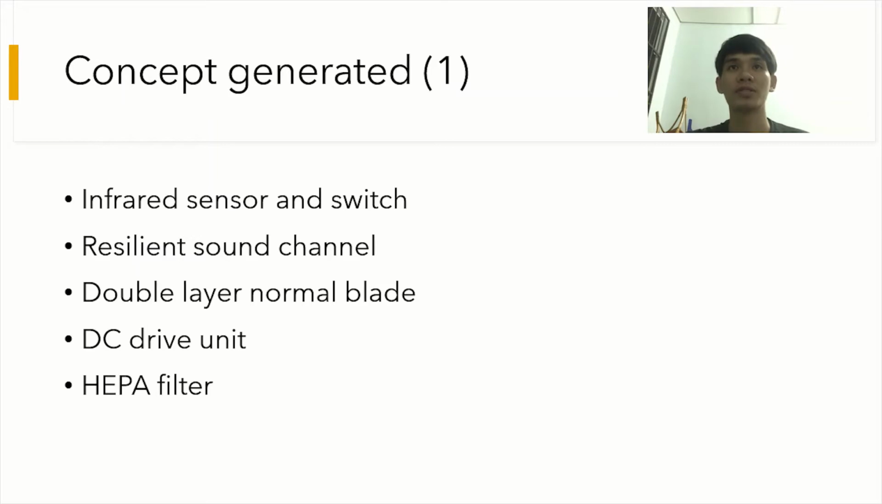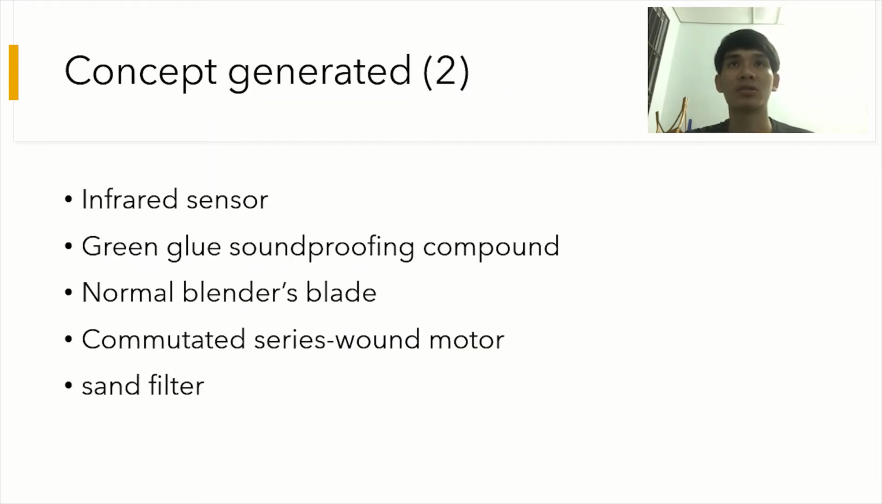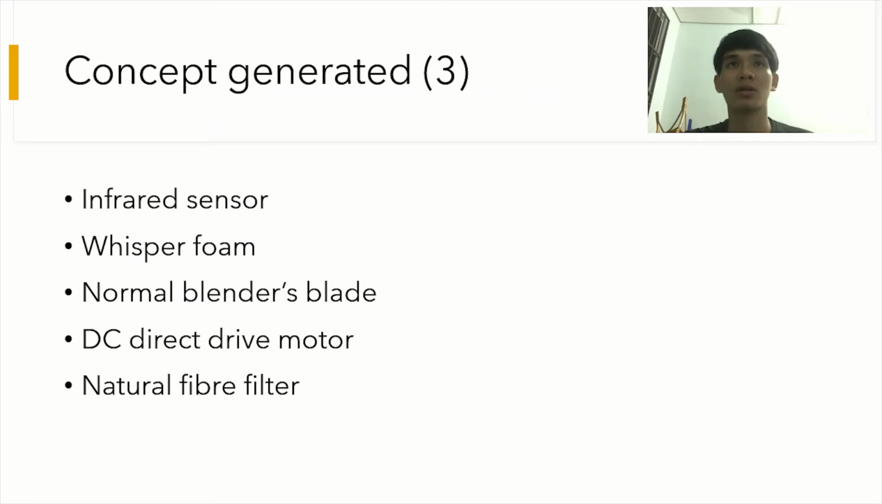For our concepts generated: the first is infrared sensor and switch, resilient sound channel, double layer normal blade, DC drive unit, HEPA filter. For the second concept: infrared sensor, green glue soundproofing compound, normal blender blade, commutated series wound motor, and sand filter. For our third concept: infrared sensor, whisper foam, normal blender blade, DC direct drive motor, natural fiber filter.